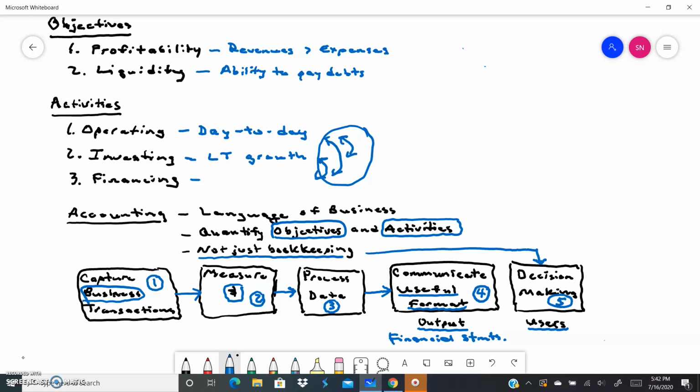Everybody who has any dealings with the company is going to be a user of that financial information. So we're talking about any investors in the company, anybody who loans money to the company, anybody who has any dealings with the company, and they are going to be interested in those financial statements. Now, the beauty of the financial statements is if you go back up and look at the objectives, our first financial statement speaks directly to profitability. And this financial statement is what's called an income statement.